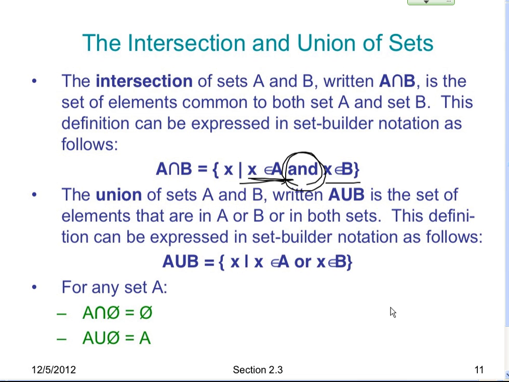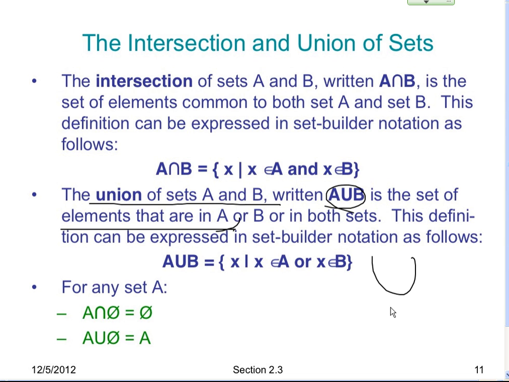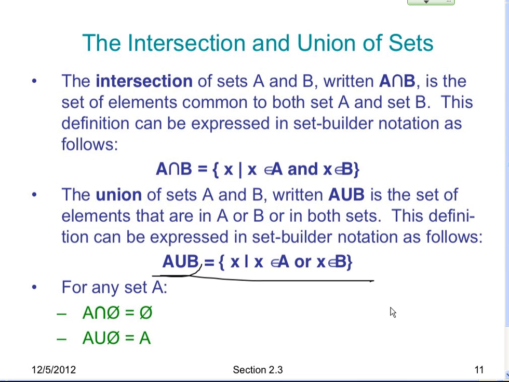The union of two sets, we use this symbol, looks like a U, is the set of all elements that are in A, or in B, or in both. In set builder notation, A union B is equal to the set of all X such that X is an element of A, or X is an element of B.